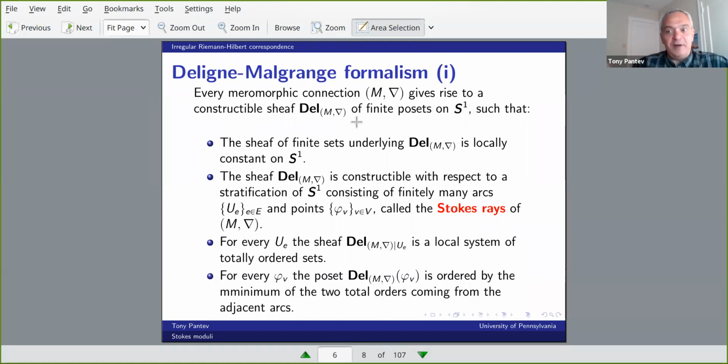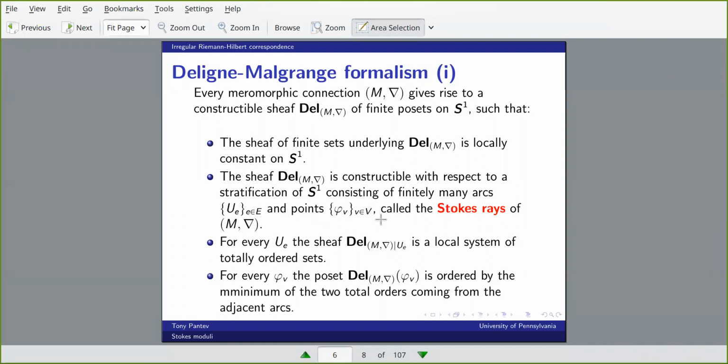It's a finite set that varies with the points on the circle. It's partially ordered for each point, but as a set, it's really locally constant on the circle. It could have monodromy, but it's locally constant. And if you include the orders, it's a constructible sheaf with respect to a stratification on the circle. The stratification is very simple. You just break the circle into a bunch of arcs with points. Those points are called the Stokes rays.